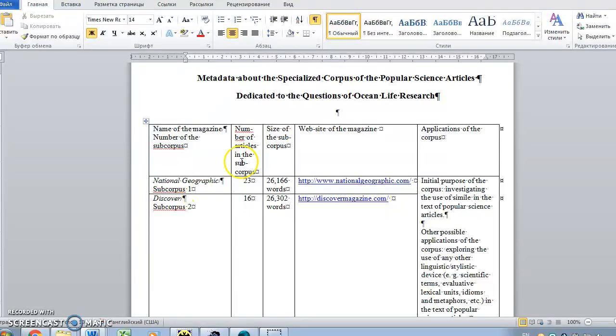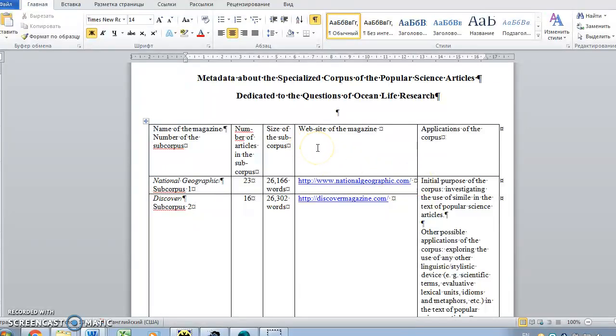And also, if you take a further look at the components of these subcorpora, we will notice that there is some difference, first of all, in the number of articles. In the first one, there are 23 articles, and in the second one, 16. But at the same time, if we pay attention to the size of these subcorpora, we will see that the first of them contains 26,166 words, and the second one 26,302 words. So it was a kind of compromise between the number of articles and the size of these subcorpora. Speaking about this table, it includes only the general metadata about this corpus.